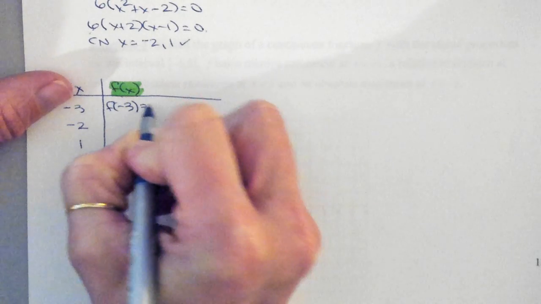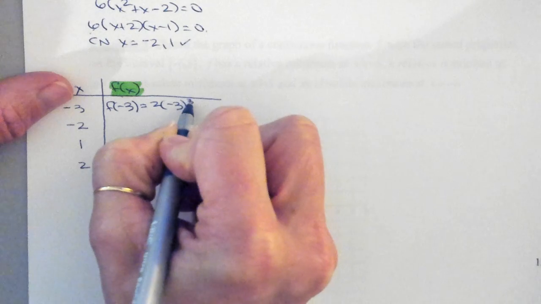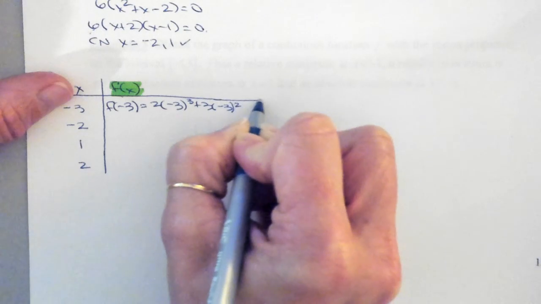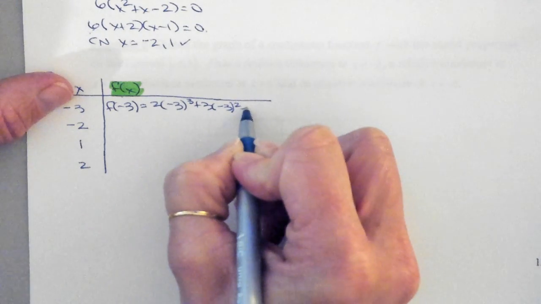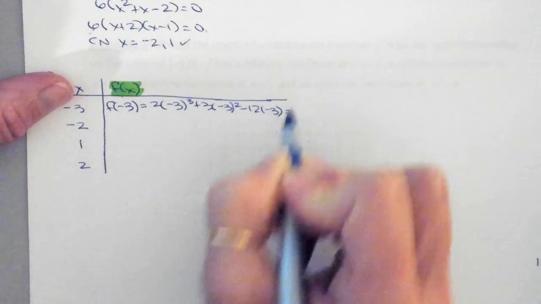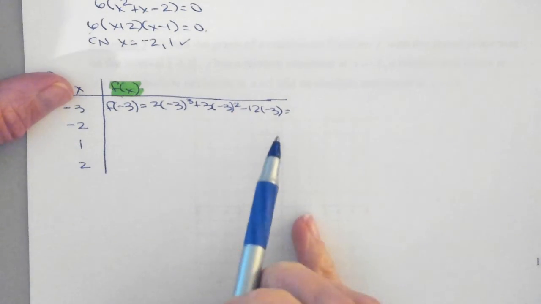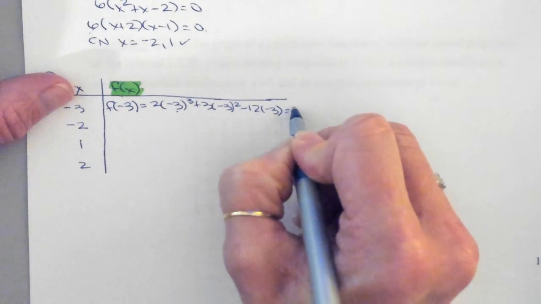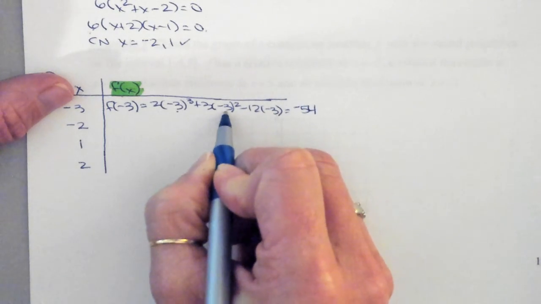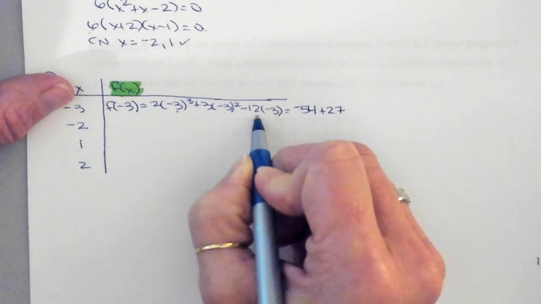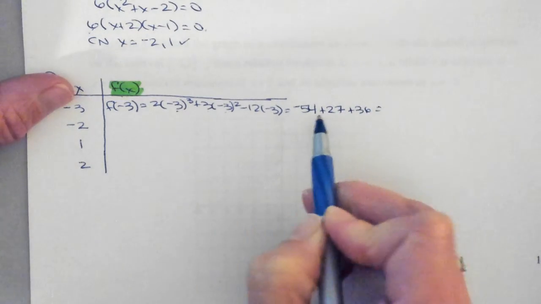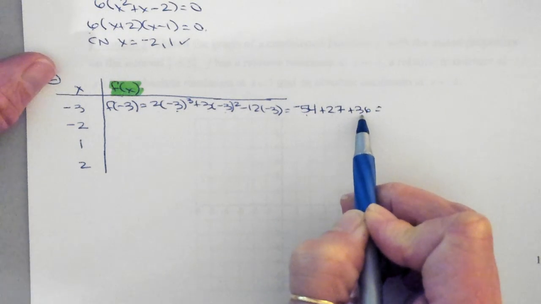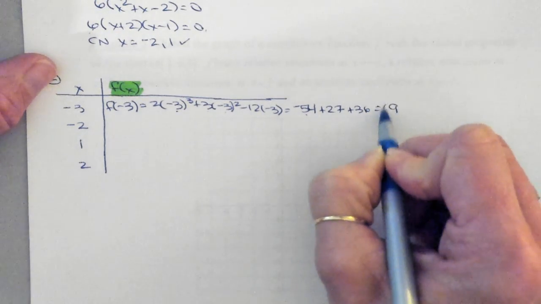So this is 2 times negative 3 cubed plus 3 times negative 3 squared. It's going to be long. Is it minus 12 times negative 3? Okay, so it's minus 12. Yep. So this is negative 27 times 2. What is that, negative 54? Positive 9, so plus 27, and then plus 36. Okay, negative 54 plus 27 is negative 27 plus 36. What is that? 9. Okay, there's one answer.